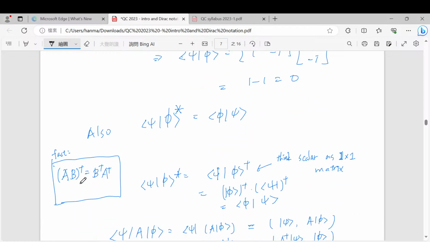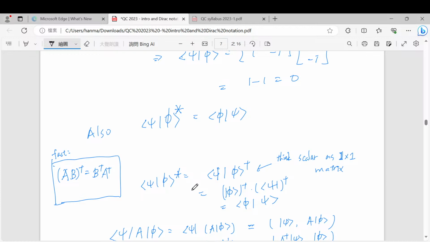Okay? So you have any matrices A and B, they can multiply together with each other, and you take the dagger of them. So you think about this whole matrix, and you take the dagger. Then that's B dagger and A dagger. And this comes from the similar property of the transpose. If you remember from your linear algebra, we also have AB transpose equal to B transpose times A transpose. And then you can just add the complex conjugation here. And from this fact, you can derive this in a very algebraic way.